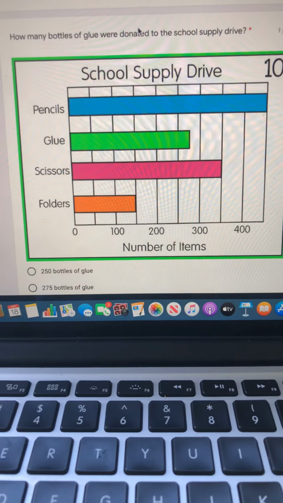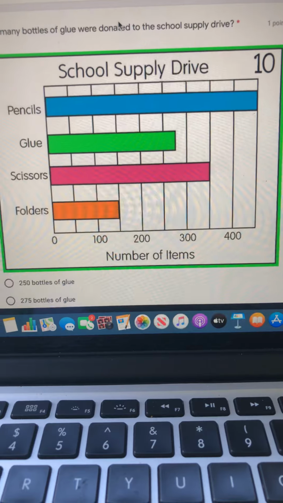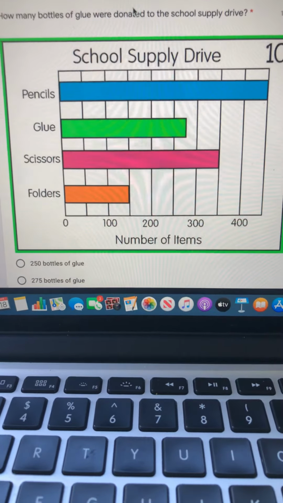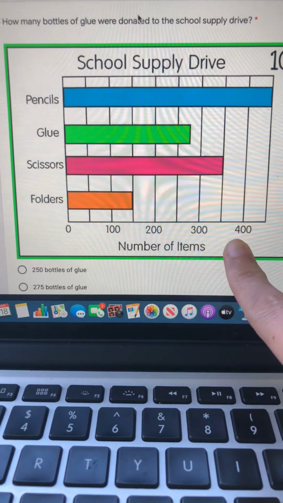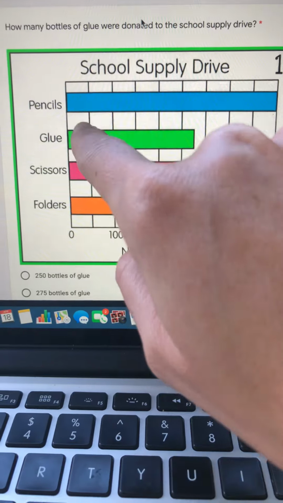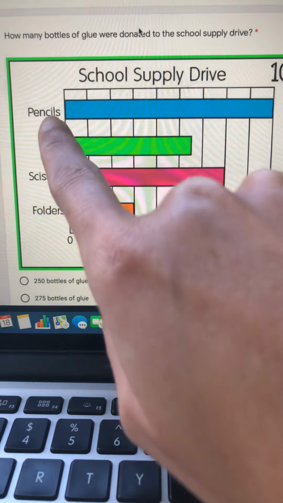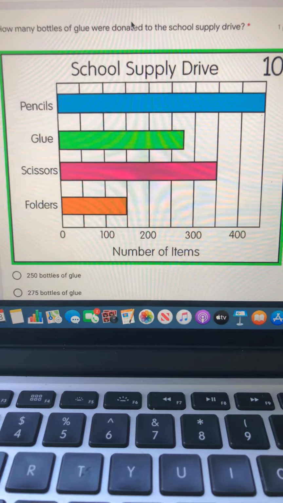All right, so the next graph is school supply drive. And then at the bottom, you see how many number of items were collected. And then on the side, you see the types of items that were collected. We have pencils, glue, scissors, and folders.